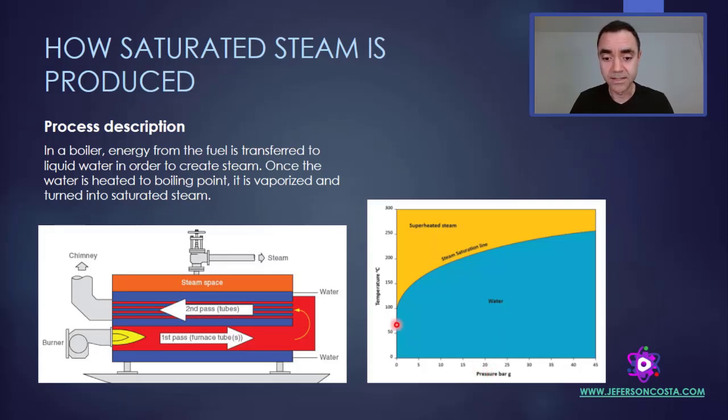Because of that, it's very important that you get familiar with this kind of chart, where I know that, for instance, at 0 bar G or 1 atmosphere, I will produce steam at 100 Celsius degrees. On the other hand, if I need to produce steam at 200 Celsius degrees, for instance, I will need to control my equipment, my boiler or my kettle reboiler, at around 17 bar.